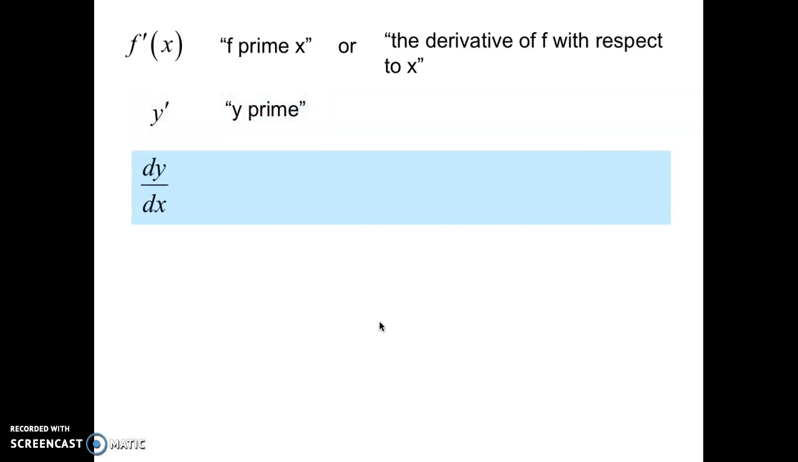Now, Leibniz didn't like Newton's notation. He liked his notation better, and Leibniz used this notation, which is dy over dx. If you notice, this actually is the notation on a calculator. If you go to the calculate menu of your calculator, you'll actually see this notation of dy over dx. It stands for the derivative of y with respect to x.